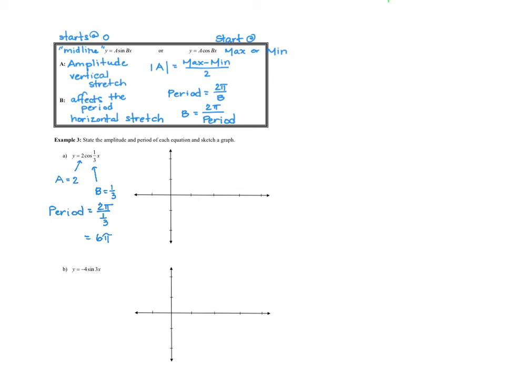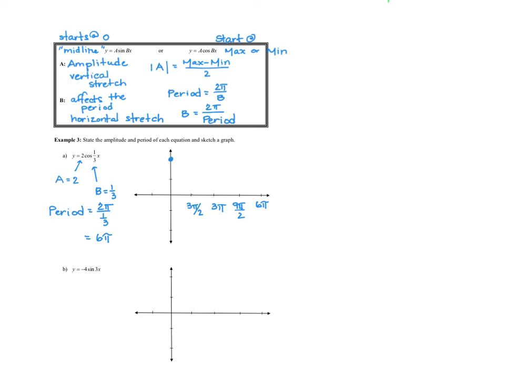So if I go all the way out to 6 pi, half of that would be 3 pi. Half of that would be 3 pi over 2, and halfway between 3 pi and 6 pi would be 9 pi over 2. And then we know that a cosine curve starts at a max. The value of A is positive, so it's right side up. So at 0, I'll be at 2.